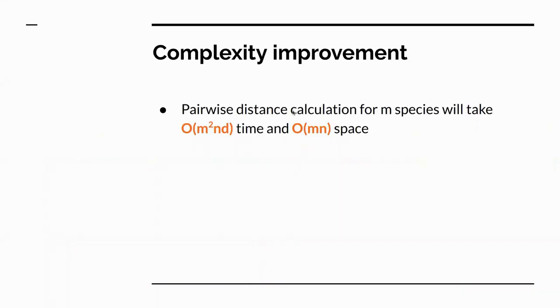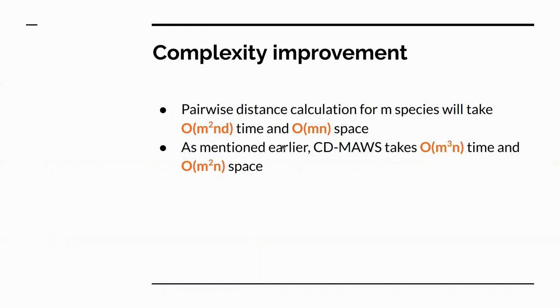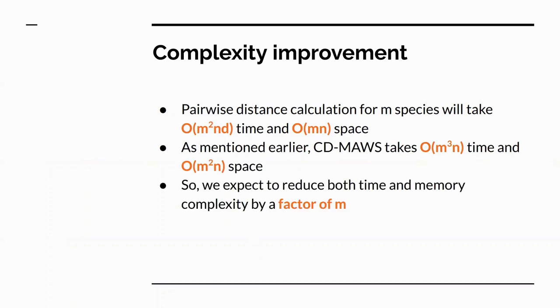Pairwise distance calculation for M species will take M square ND time and MN space. And in CD-MAWS, the time was M cube N and the space was M square N. So we are expecting to reduce both time and memory complexity by a factor of M.